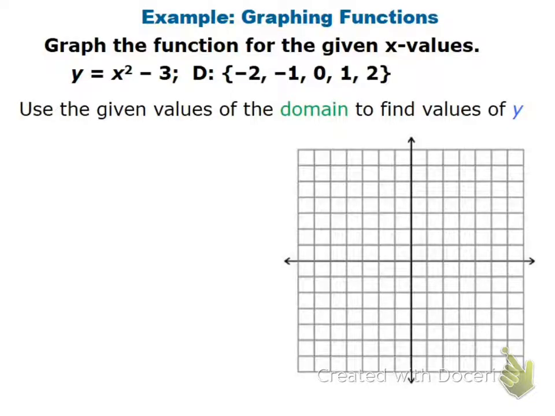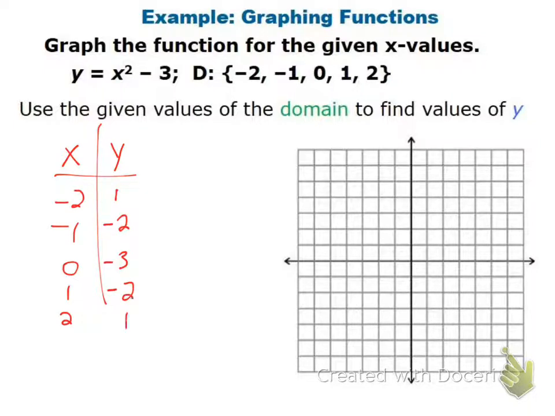So when I want to plug this in, again, my xy chart, I've got my -2, -1, 0, 1, and 2, and down my y column will be 1, -2, -3, -2, and positive 1. And so then I can go ahead and plot these ordered pairs. So -2, 1, -1, -2, 0, -3, and then back up. And so here is my parabola using the domain, or x values, of -2 through positive 2.